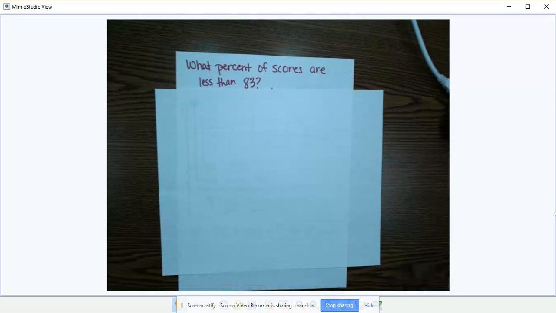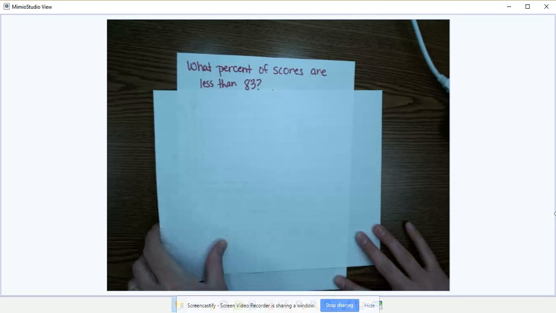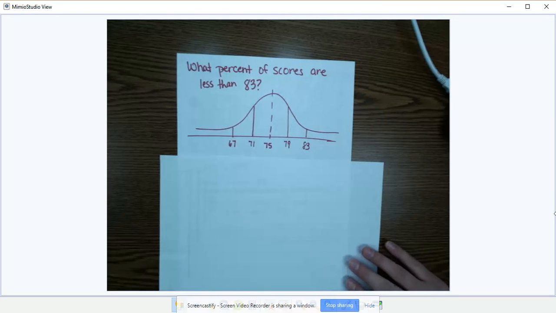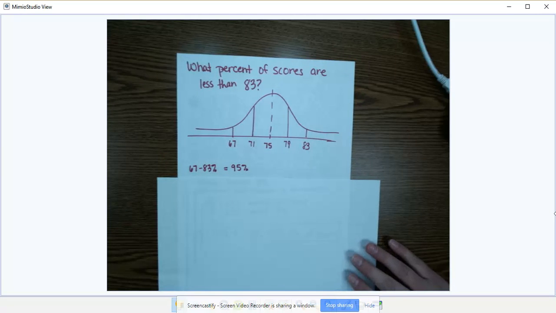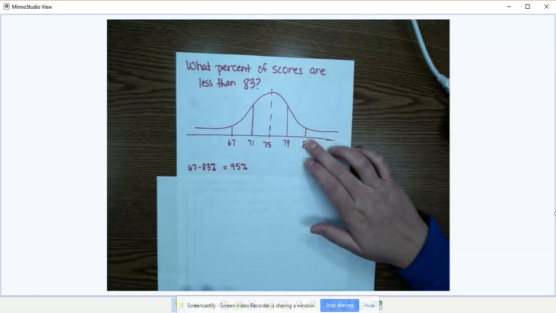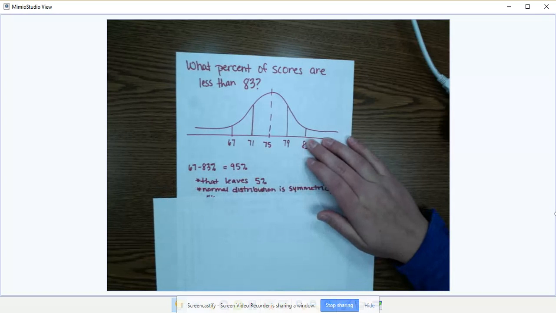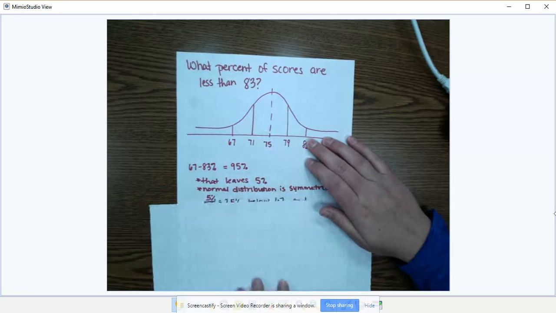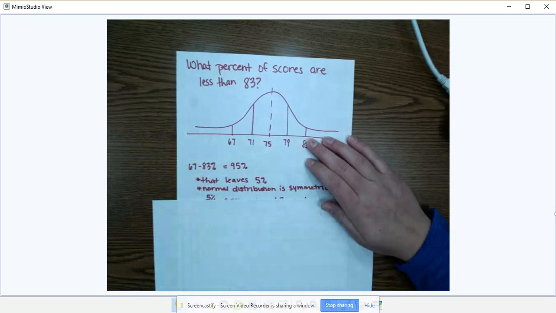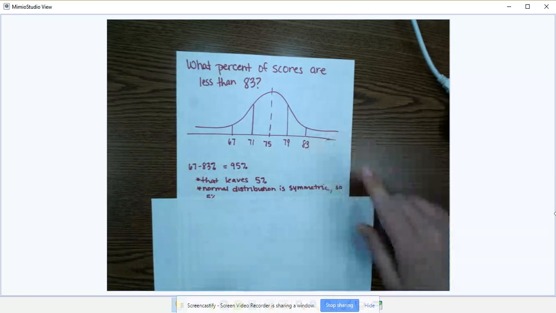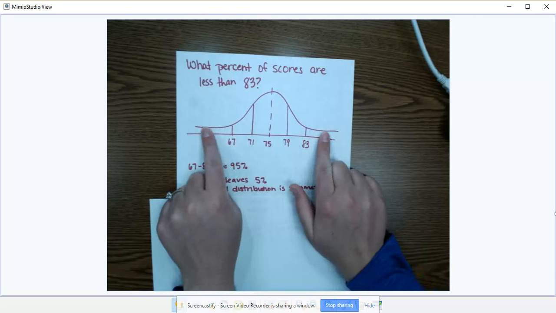Okay, what percent of scores are less than 83? This is the last example we'll look at. Here's our lovely picture again. We talked about 67 to 83 is 95% of our data. So we know at least 95% of our data values satisfy here, but we think there's more. That leaves us 5% on the outsides.